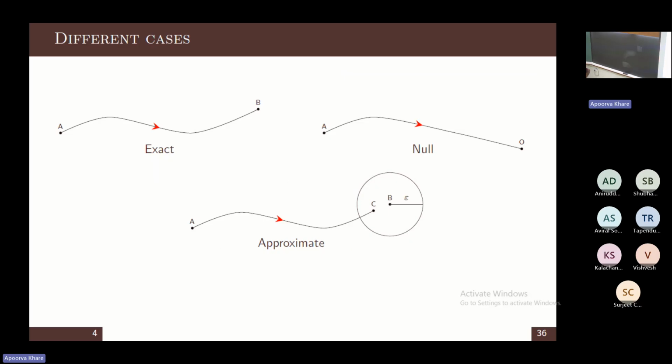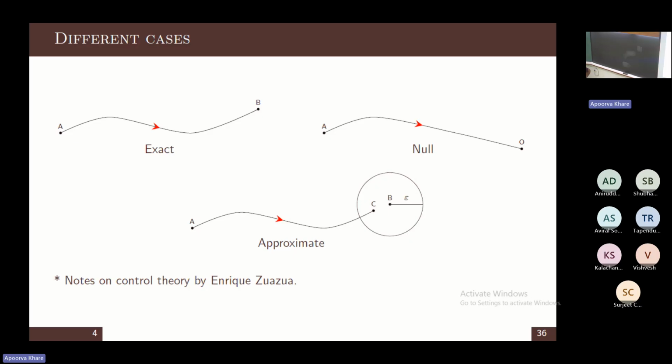And perhaps, depending on the system, you are not able to reach exactly B, but you can get really close to B, basically an epsilon ball around B. Then we will say that this is the problem of approximate controllability. So there are three notions: exact, null, and approximate. Depending on the system, they can be equivalent. They usually are not, but sometimes they can be.